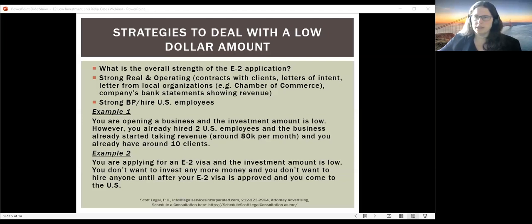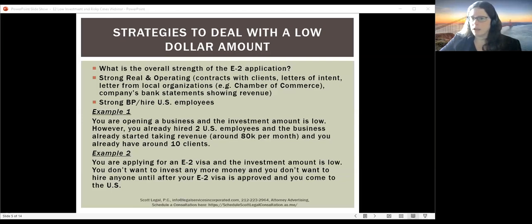And you do want to be thinking always strategically about, if you have that low investment amount, how can you demonstrate in these other ways that you meet all of these E-2 visa requirements? So in this case, if your investment's going to be quite low, it really can be very helpful to take some extra steps to try to bolster the strength of the other aspects of the case.